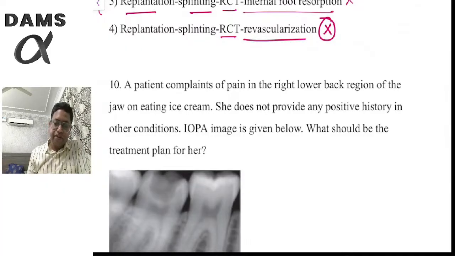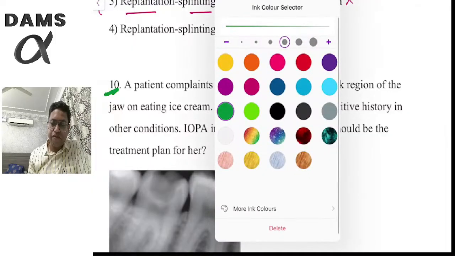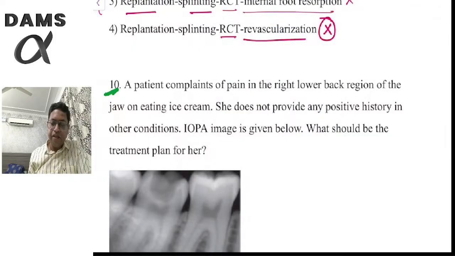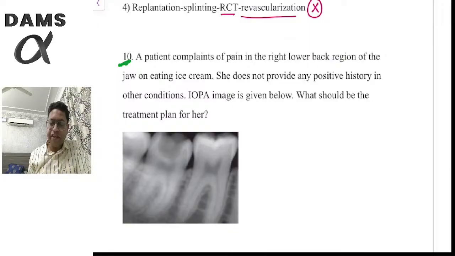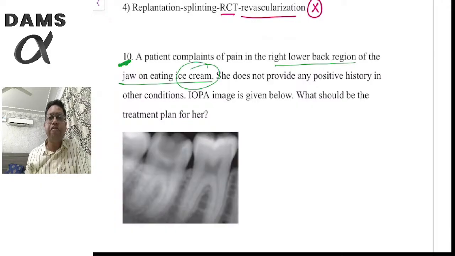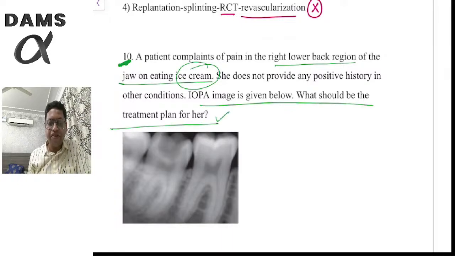Okay. Question number 10 is displayed onto your screens. A patient complains of pain in the right lower back region of the jaw on eating ice cream. Pain on cold. She does not provide any positive history in other conditions. IOPA image is given below. What should be the treatment plan for her?